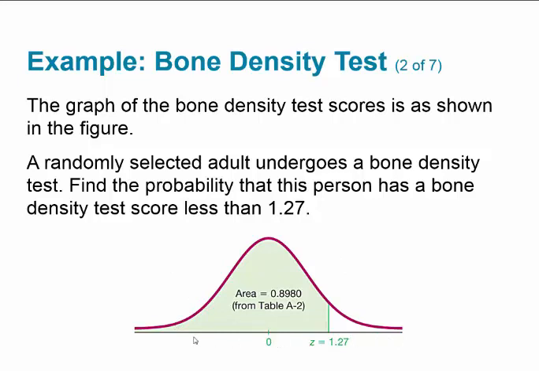Z-scores to the right are positive, to the left are negative. If someone has a z-score of 1.27, they'll be around here approximately. So then the probability that a person has a score less than 1.27 will be 0.898, or about 89.8%. And remember, everything to the left of this line plus everything to the right will equal 1. The way they find these values is actually using calculus.